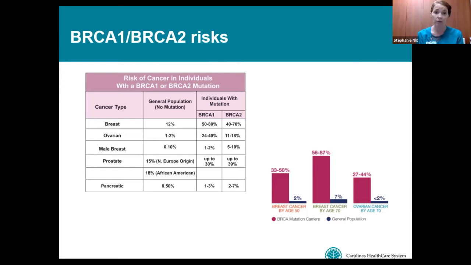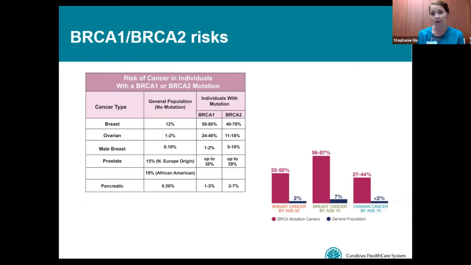Yes. In this case, we need to offer testing to him. BRCA2 is more highly associated with male breast cancer. Prostate cancer is very common in the general population, but again, we can see prostate cancer that's more aggressive also occurring in BRCA1 or 2 carriers.